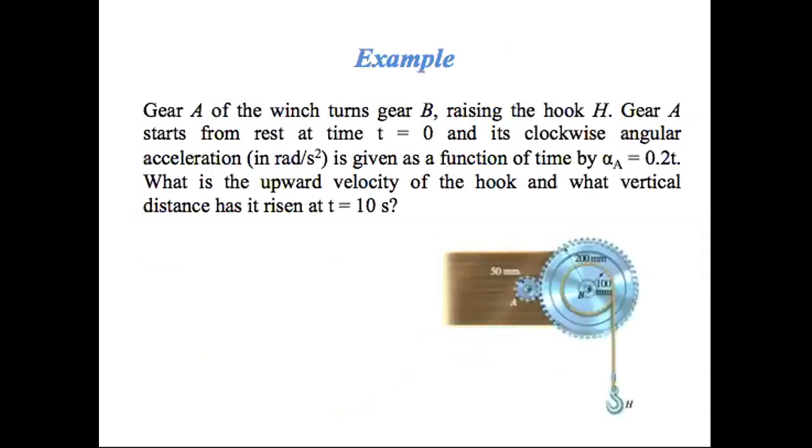Let's look at one example. Gear A of the winch turns gear B and raises the hook. Gear A starts from rest at time 0 and its clockwise angular acceleration is given as a function of time by 0.2 times t. What is the upward velocity of the hook and what vertical distance has it risen at time 10 seconds?